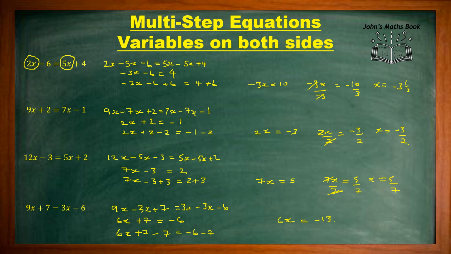Now we need to isolate x and solve for x. To do it, we need to divide both sides by 6. So 6x divided by 6 is equal to minus 13 divided by 6. The 6's on the left-hand side cancel out, and x is equal to minus 13 divided by 6, which is minus 2 1/6. So that concludes this video on solving multi-step equations with variables on both sides.